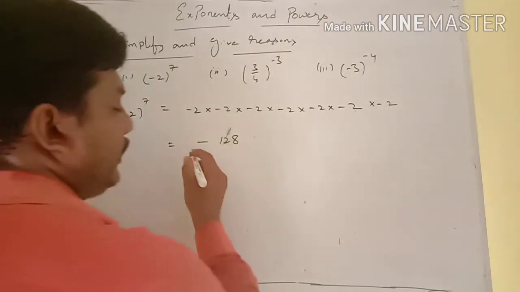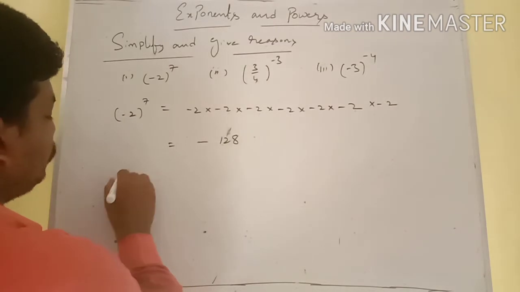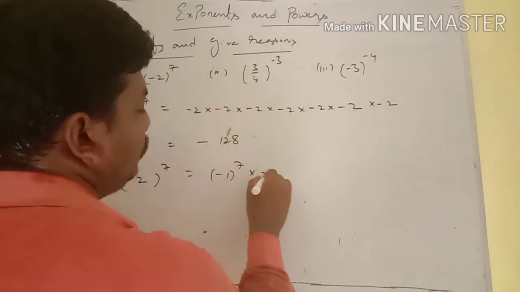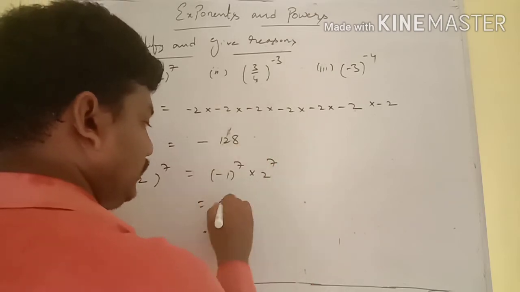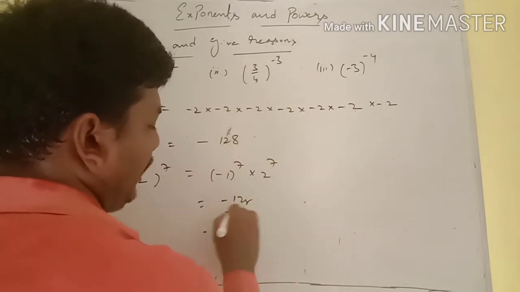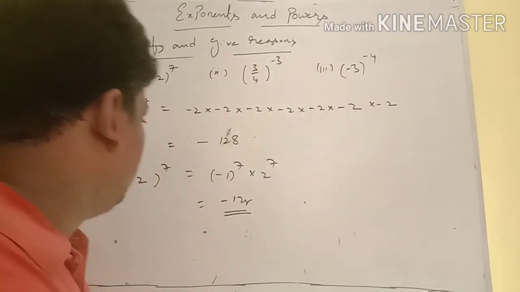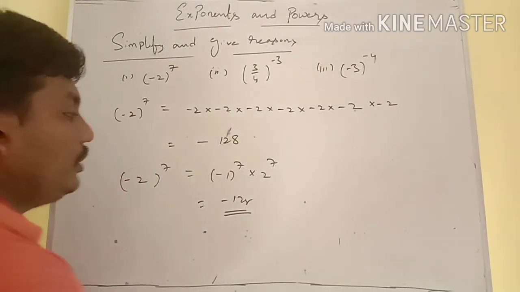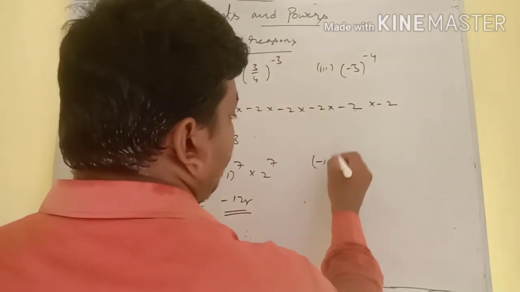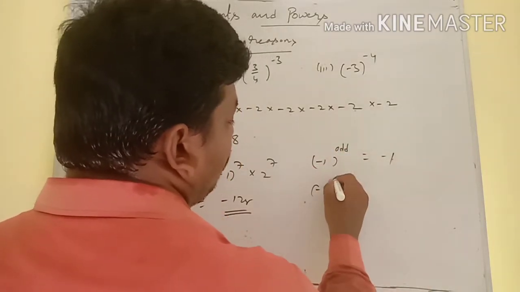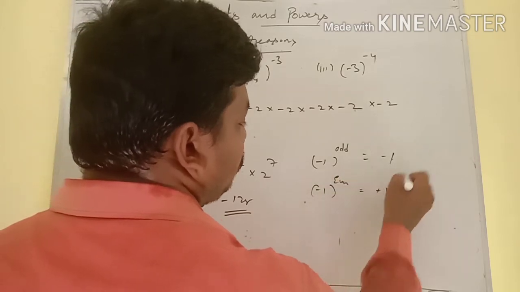Another form we can write: minus 2 power 7 can be written as minus 1 power 7 into 2 power 7. So minus 1 power 7 becomes minus, and this is 128. Like this we can also represent minus 1 power 7. We have to remember one formula here: minus 1 power an odd exponent becomes minus 1, and minus 1 power an even exponent becomes plus 1.